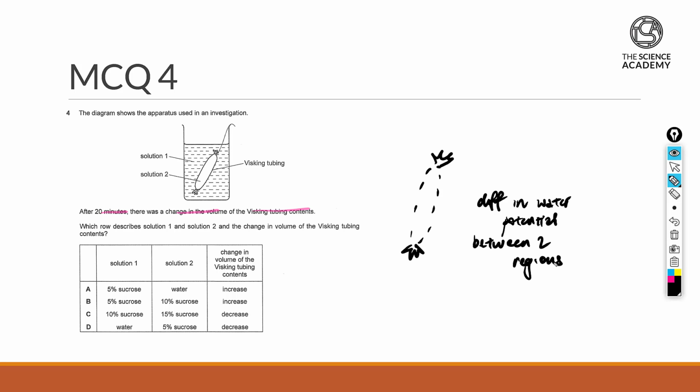If, let's say, you see that there's a high water potential on the outside, if it was immersed in such a solution, which we can otherwise say was a hypotonic solution, that would mean that the movement of water will actually be into the Visking tubing via the process of osmosis. And definitely what we will see later is that the volume found inside the Visking tubing will become much bigger because there's more water entering it.